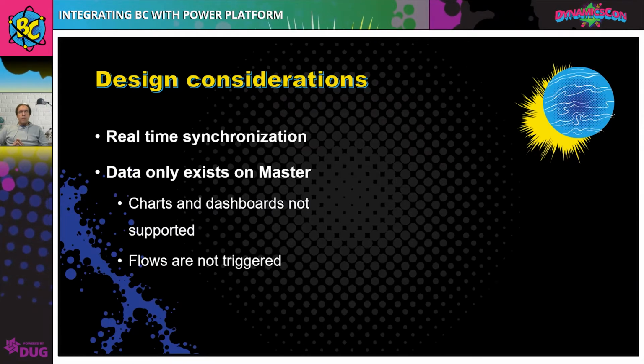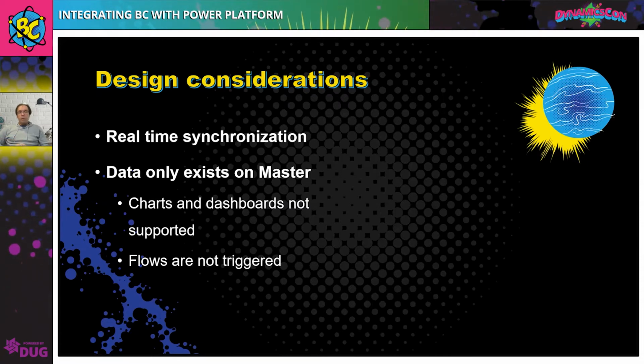The second thing to take into consideration from a design point of view is that data only exists on the master. So whoever owns that table, that's where the data is going to reside. And that brings some things to consider, especially when you're trying to use charts or dashboards inside Dataverse. Those entities are not able to be used by that because the data is just not there. What you have is an API behind the scenes pointing to BC, right? And I would probably be bold enough to say that it's not there yet. Maybe that's something that is going to be worked on.